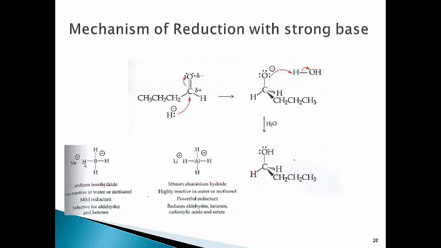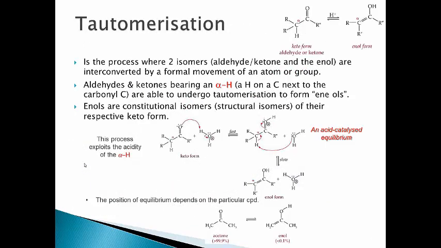It's selective for aldehydes and ketones only. Lithium aluminium hydride is a more powerful reductant, and it reduces aldehydes, ketones, as well as carboxylic acids and esters. So it pretty much reduces anything that it comes in contact with, whereas sodium borohydride does not.